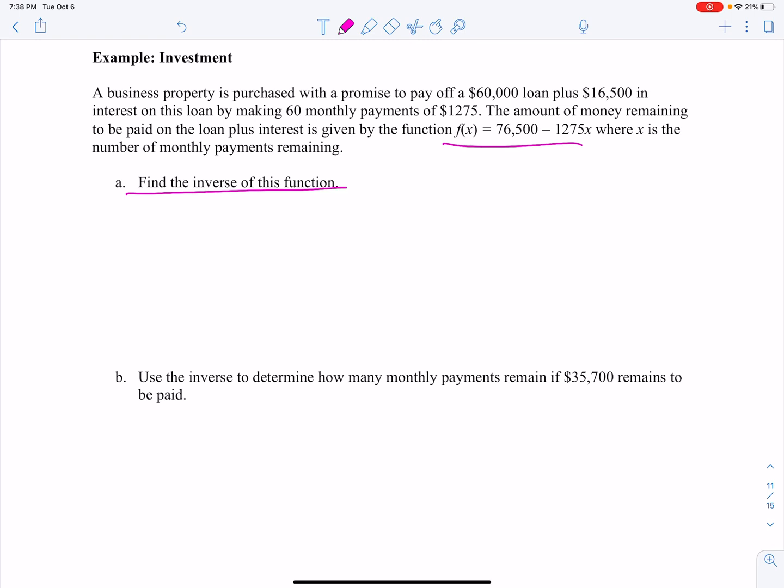So we follow the process, right? Turn f of x into a y. And you have to follow this process every time you do an inverse. Magically switch x and y. And solve for y. Okay, we'll get y by itself. So first we subtract 76,500.